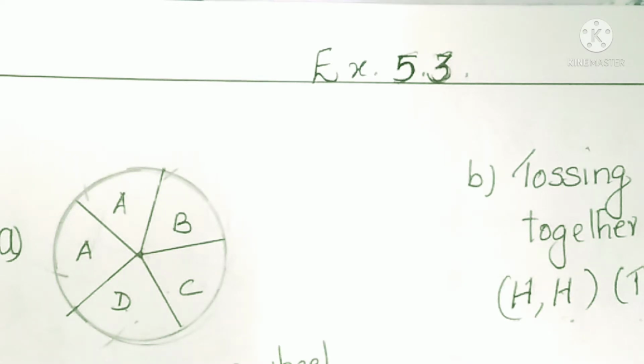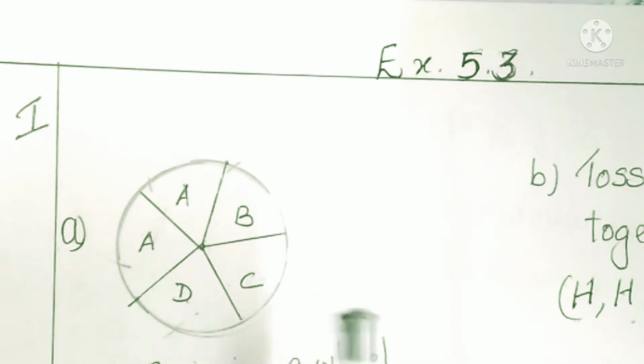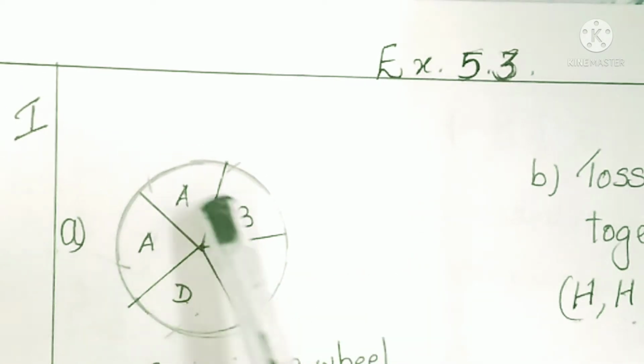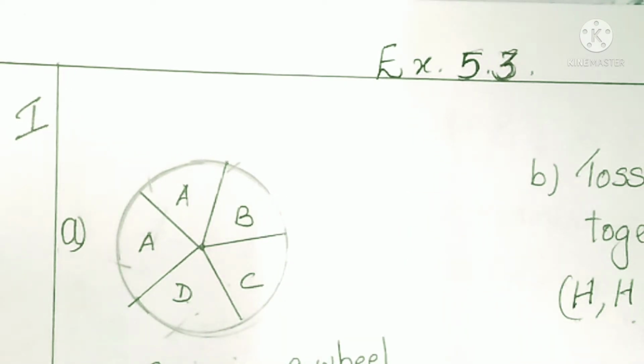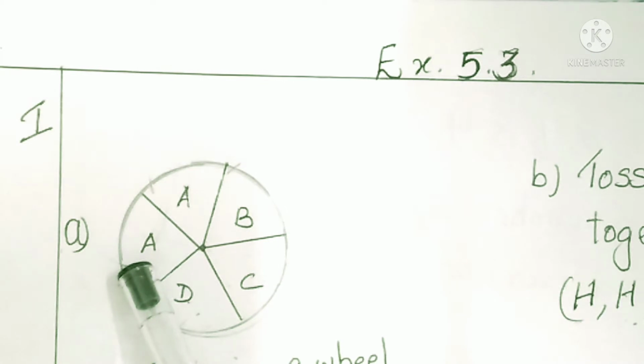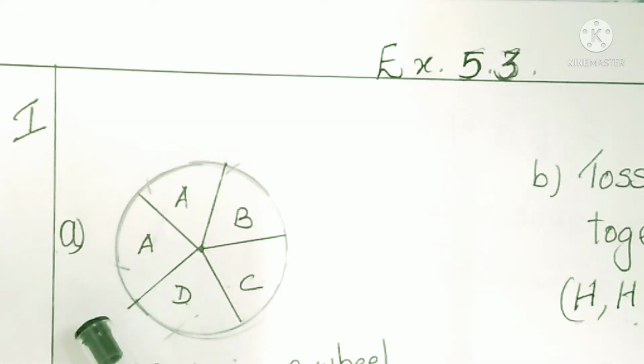Some experiments are given. The first experiment is spinning a wheel. The wheel's picture is given here. You know what is a spinning wheel? A spinning wheel is a wheel in which different sectors will be made and then there will be a pointer. The wheel will be spun, and wherever the pointer stops, that will be the point that we have to consider. Usually this type of wheels can be seen in the fairs, in the game zone.